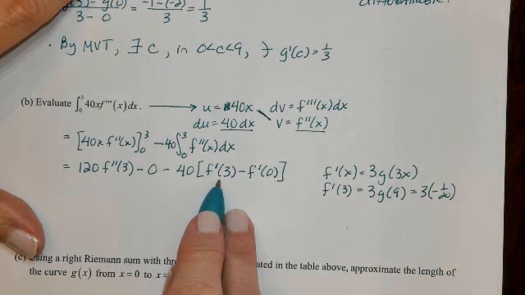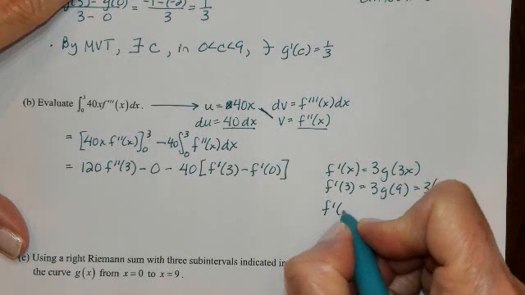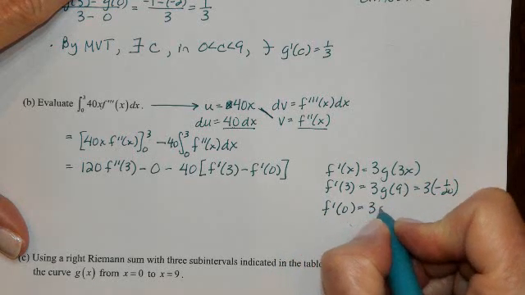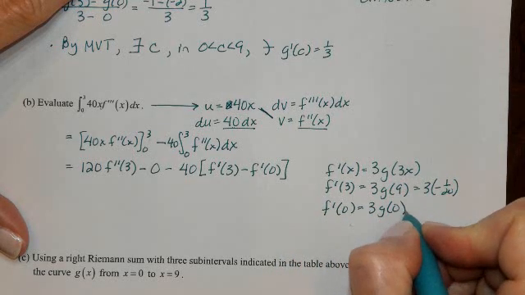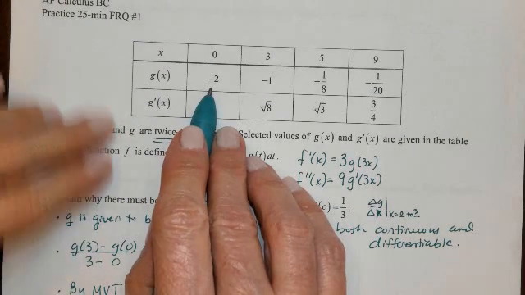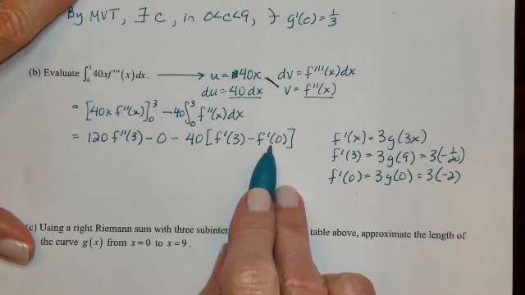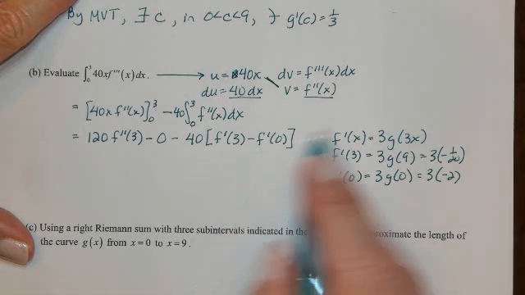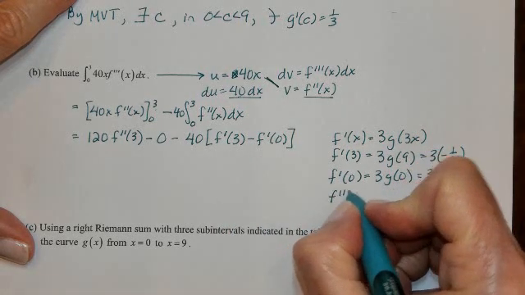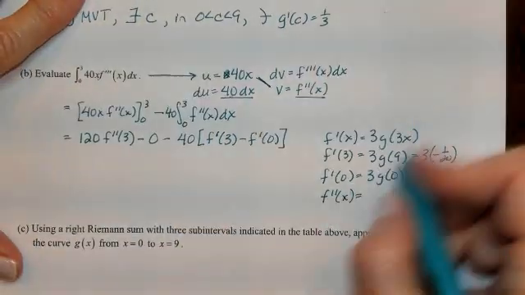So that can go in for that f prime of 3. And f prime of 0 will be 3g of 0. And g of 0 was my -2. Like that, so that can go in for f prime of 0. And we also set up above that f double prime of x was that 9g prime of 3x.